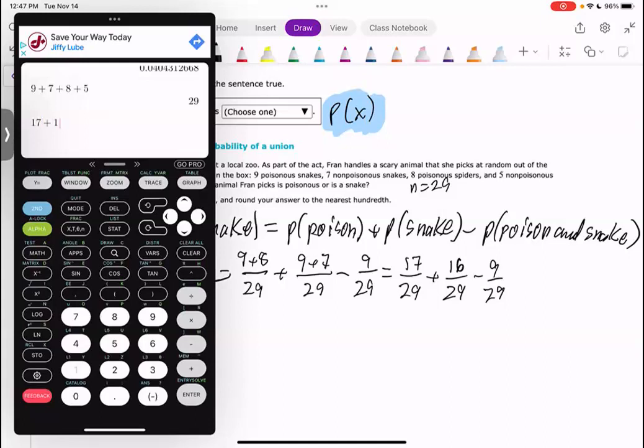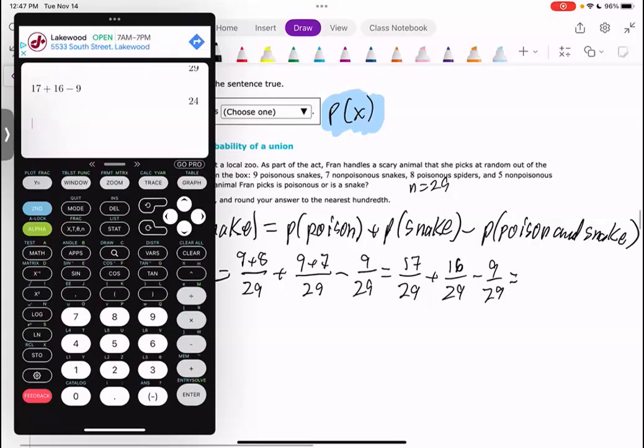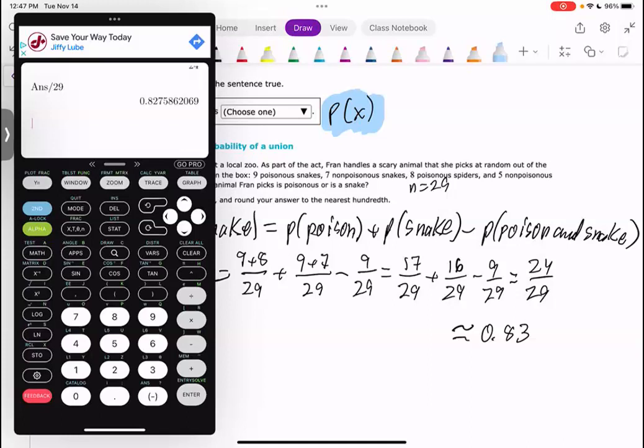17 plus 16 minus 9. That's giving me 24 out of 29, which is about .83. They say nearest hundredth, that's going to be .83. So about an 83% chance that she's going to randomly pull out either a snake or something poisonous.